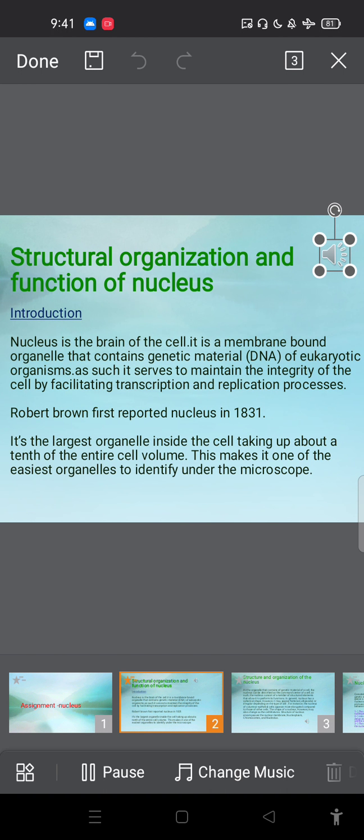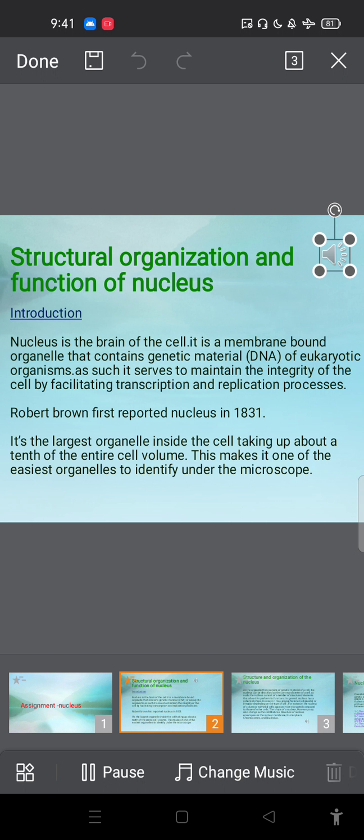Introduction. Nucleus is the brain of the cell. It is a membrane-bound organelle that contains genetic material, DNA, of eukaryotic organisms. As such, it serves to maintain the integrity of the cell by facilitating transcription and replication process.